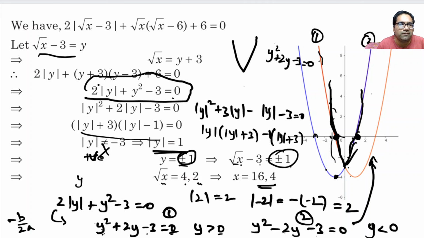That is the significance this |y| brings. If it was just y² + 2y - 3, that would have been simply this blue graph. If it was y² - 2y - 3, it would have been simply this orange graph. But because of this |y|, we take the blue graph for y greater than 0, that means to the right side of the origin, and the orange graph when it is to the left side of the origin.